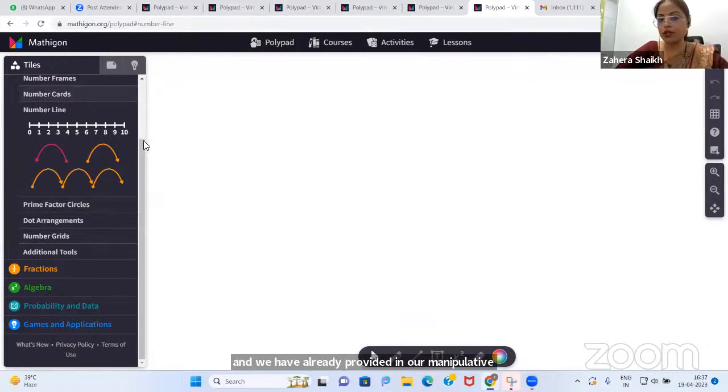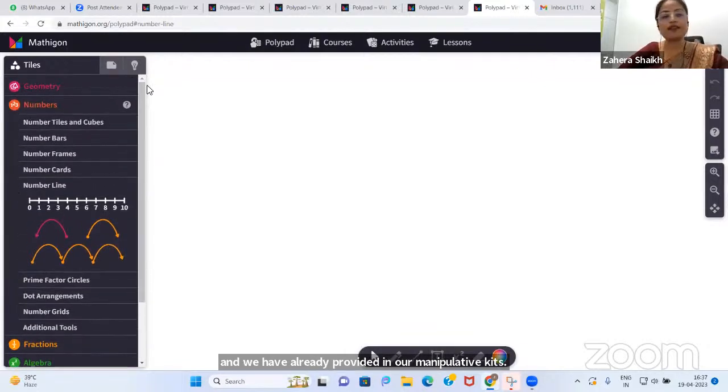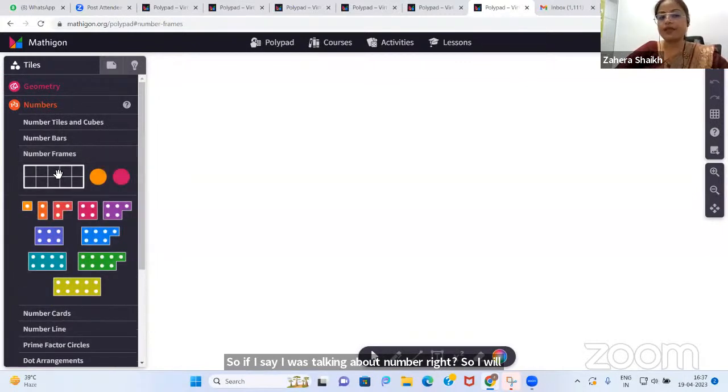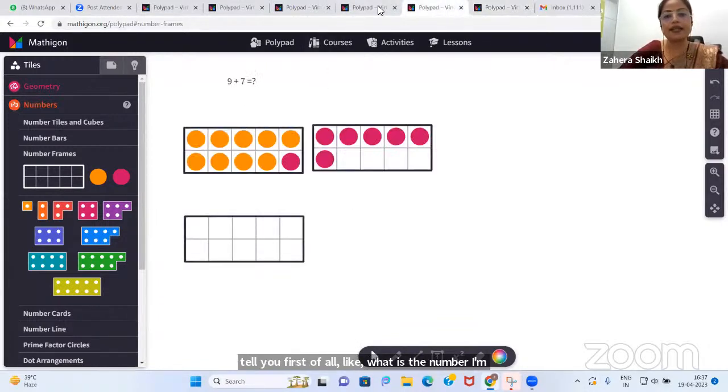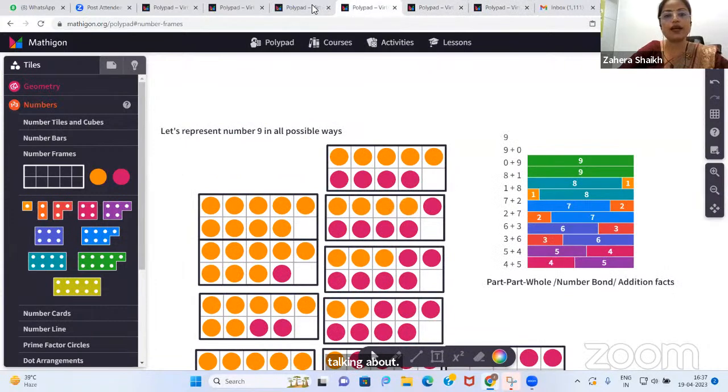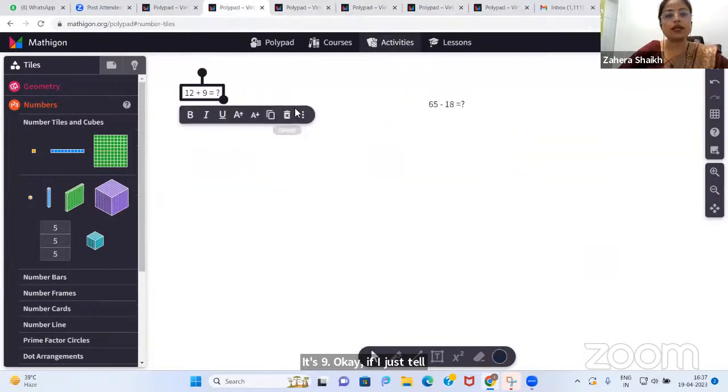So this site can be used by teachers, parents, or students to understand the mathematical concept and the visualization of numbers, right? So if I say I was talking about number, I will take the example from number frame, that is number ten frames. Okay? So I'm just going to tell you first of all, what is the number I'm talking about? It's 9.